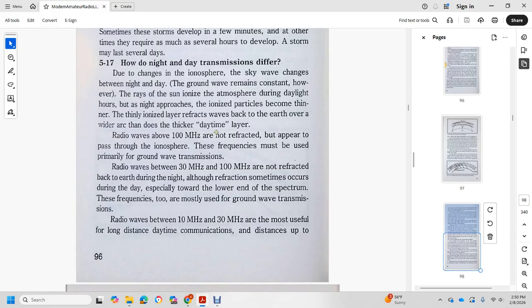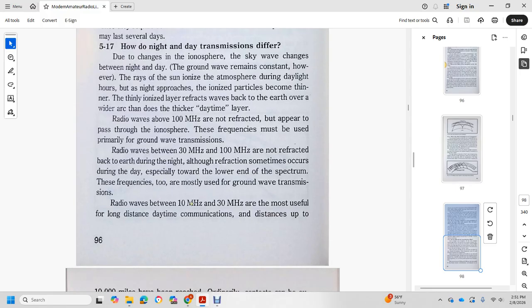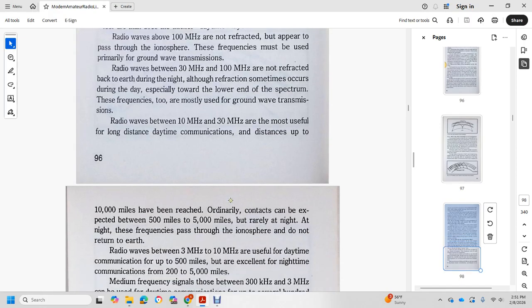Radio waves above 100 megahertz pass through the ionosphere, with primary ground wave transmission. Radio waves of 30 megahertz to 100 megahertz are not refracted back to the earth during the night, although refraction sometimes occurs during the day, especially toward the lower end of the spectrum, and the frequency most often used is ground wave transmission. Radio waves of 10 megahertz to 30 megahertz are used for long-distance daytime communication, and distances up to 10,000 miles have been reached.